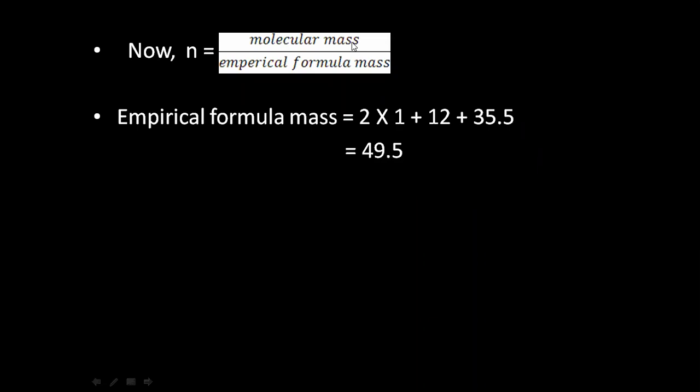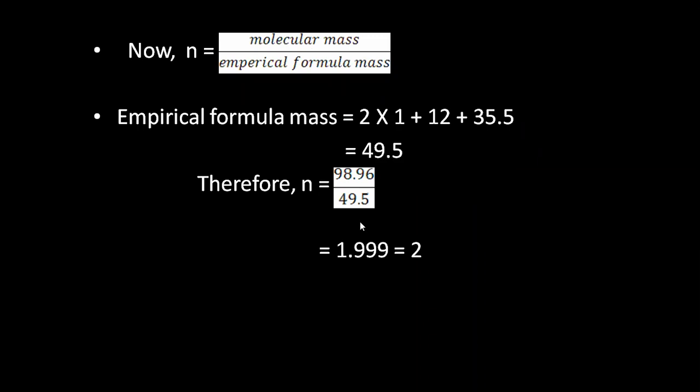Molecular mass is already given in the question. So now we'll just take the ratio. It will be 98.96, which is the molecular mass, divided by 49.5, which is the empirical formula mass, which I'll get as 1.99, which we always round off to a whole number value or a natural number. We never keep it to such decimal points.